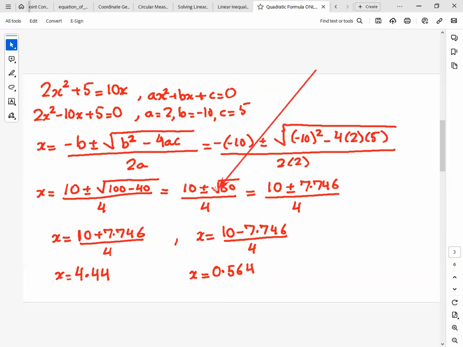So again, you will get 10 plus minus the square root of 60. Two answers. The square root of 60 is 7.746. So 10 plus 7.746 over 2a. 2a is 4. So you will divide this entire answer by 4. Okay, I hope this is clear.